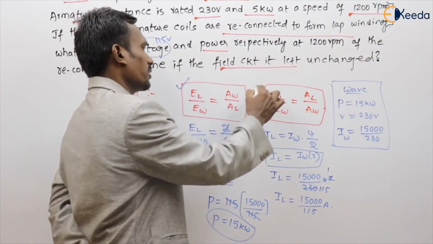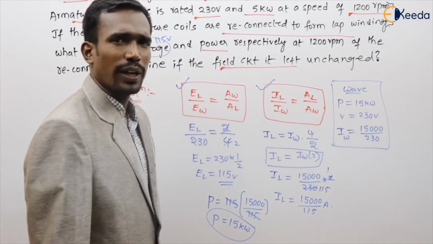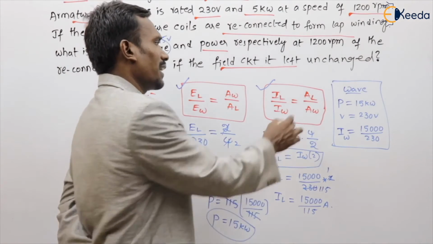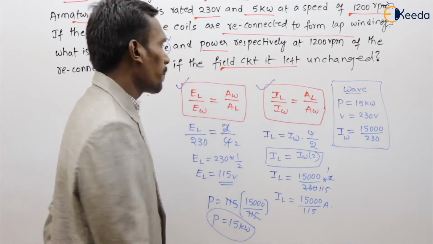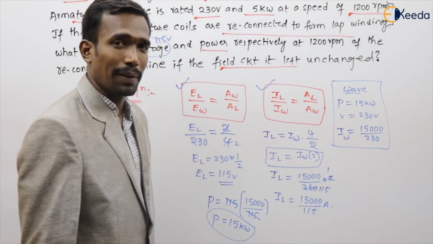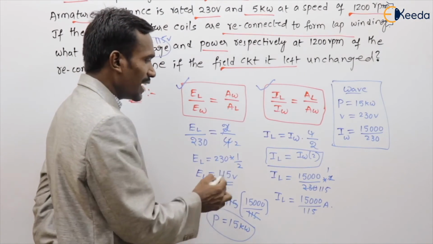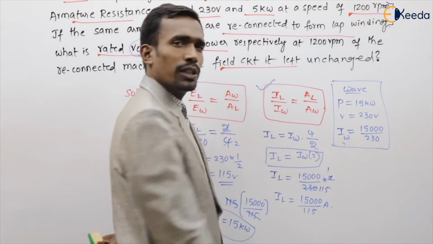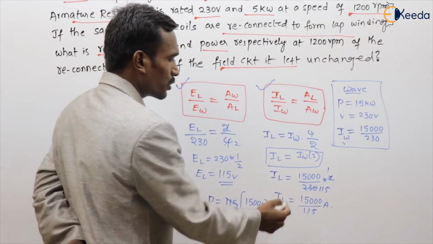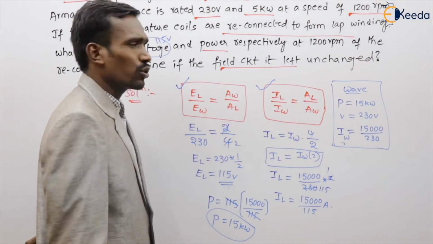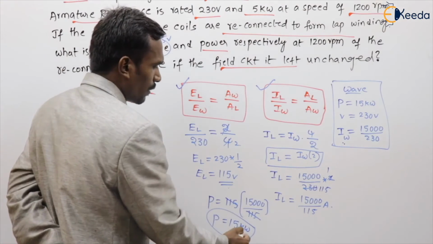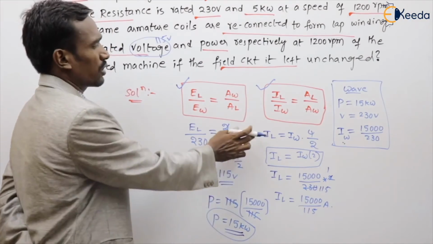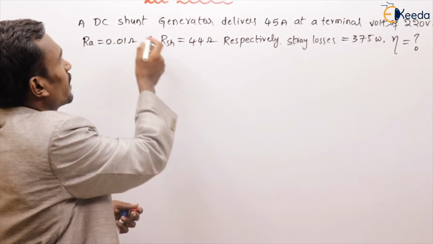Actually, we have two relations here. EL by EW is equal to AW by AL. IL by IW is equal to AL by AW. Nothing but the current is directly proportional to parallel paths, but EMF is inversely proportional to parallel paths. From that I calculated EL, and from that I calculated IL. Before that I calculated IW. Then power is equal to E into I. If you multiply these two, we get the power. It's a very simple question actually. Right? Okay, next one.